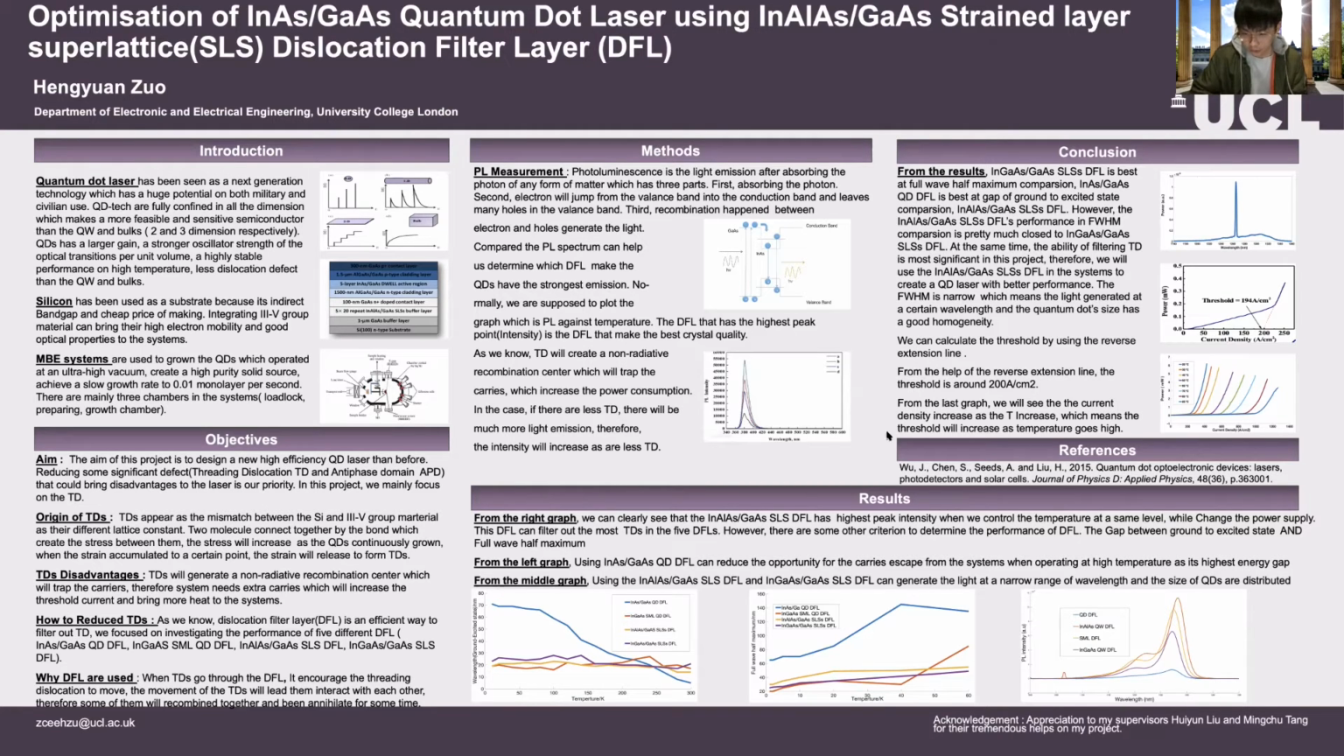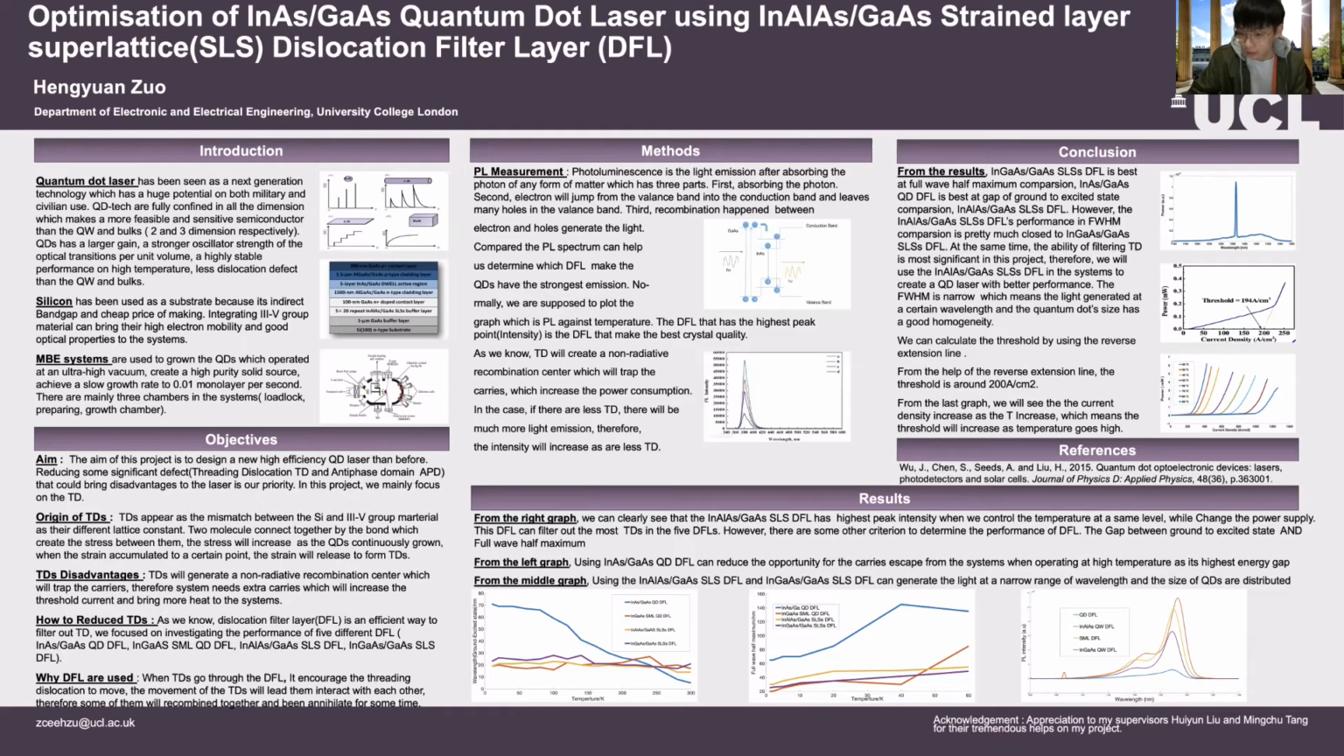The result section. From the right graph, the most important graph in our project is the PL measurement graph. We can clearly see that the indium aluminum arsenide, gallium arsenide SLS DFL has the highest peak intensity when we keep the temperature at the same level and change the power supply, which means this DFL can filter out the most TDs of these five DFLs.